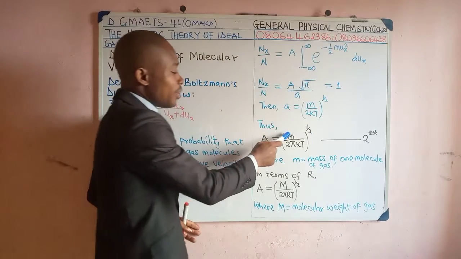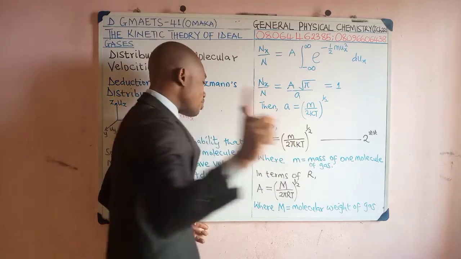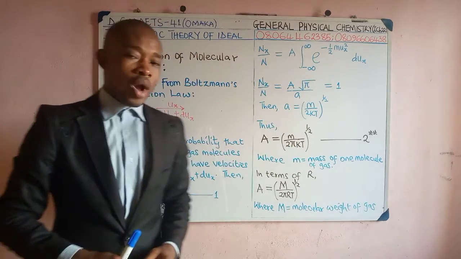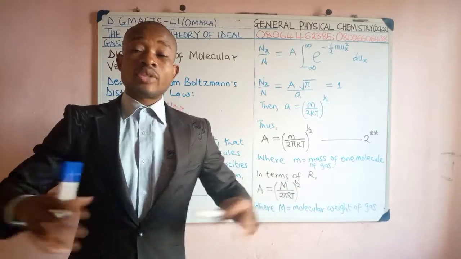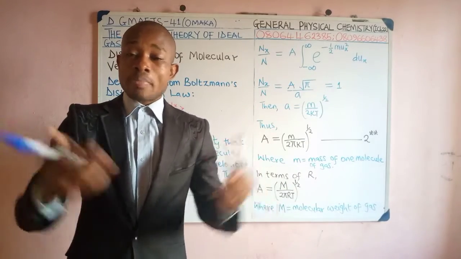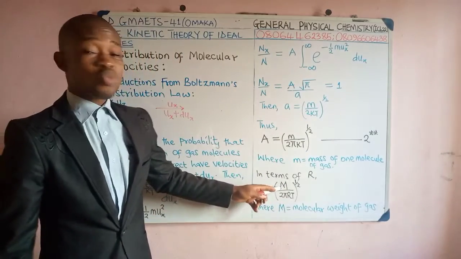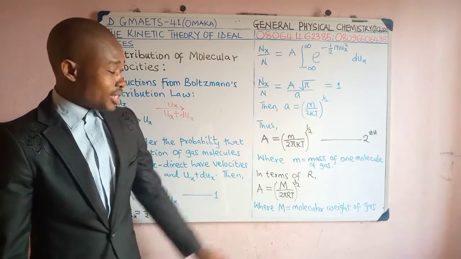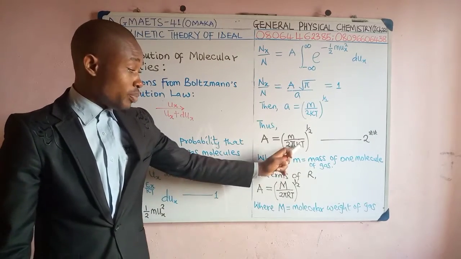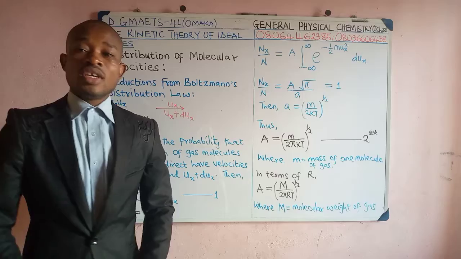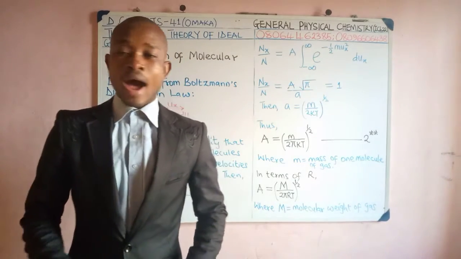Now, this small letter m here in the numerator is simply the mass of one molecule of the gas. So what if you're dealing with the total mass of the gas, where we use molecular weight, capital letter M? In that case, all you need to do is replace the Boltzmann constant in the denominator with the universal gas constant R.